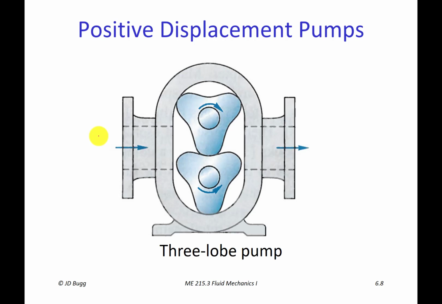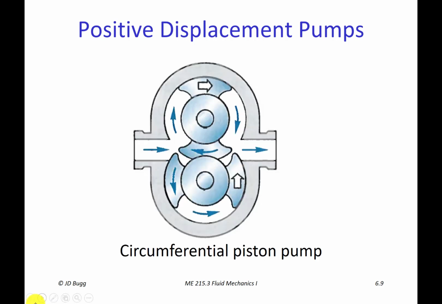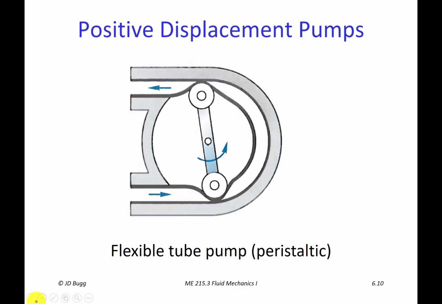A three-lobe pump, again, is very similar to a gear pump, just each of the gears happens to have 3 teeth. This is sometimes also called a roots blower. Again, a trapped volume of liquid or vapor is mechanically moved over to the high pressure side every time this turns. A circumferential piston pump is, again, the same principle. Volumes of liquid or vapor get trapped between the lobes of these counter-rotating shafts and moved around to the high pressure side. So a very similar type of operation.